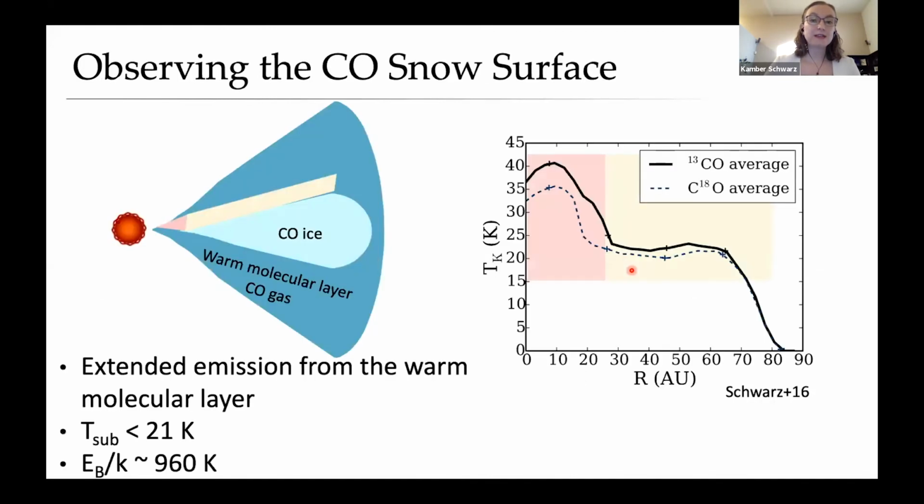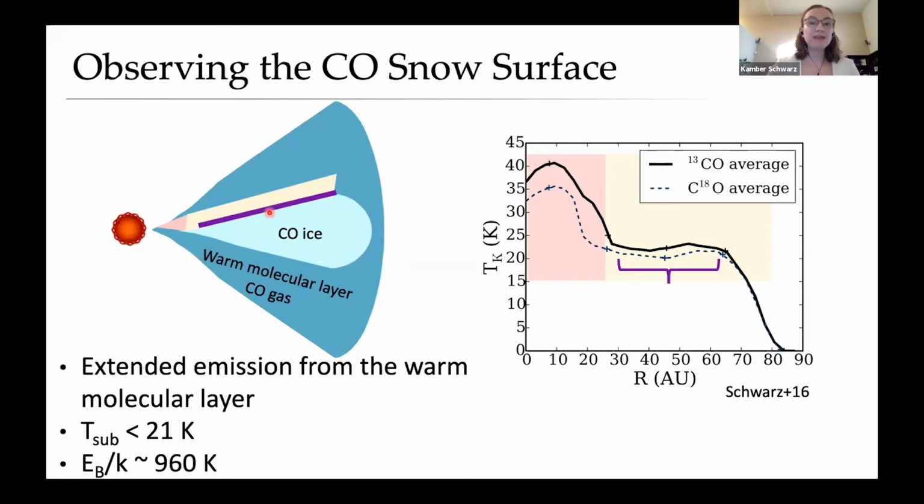If we look at the temperature profiles derived from our CO observations, in the outer disk, we find a near constant temperature of about 21 K. We interpret this as meaning that the majority of the CO emission is coming from this layer right above the CO snow surface. So this is telling us that the CO freeze-out temperature in this disk is about 21 K, corresponding to a binding energy of 960 K, which suggests CO binding to a CO ice-coated surface.